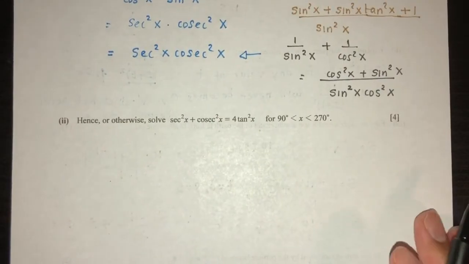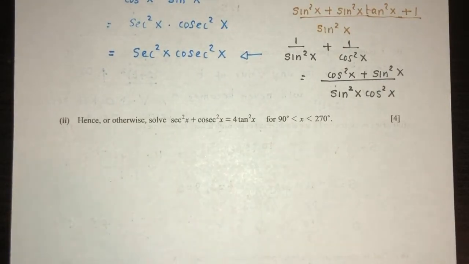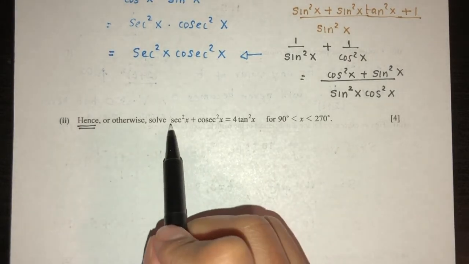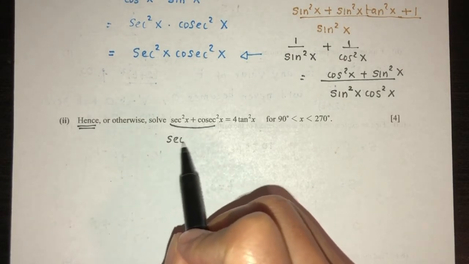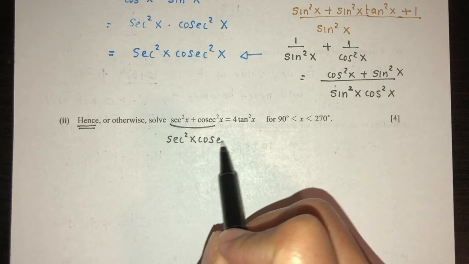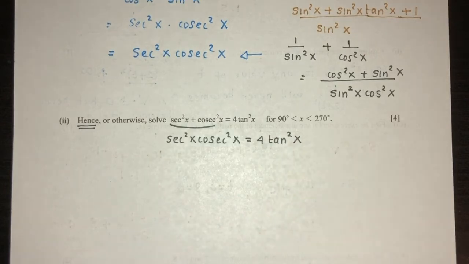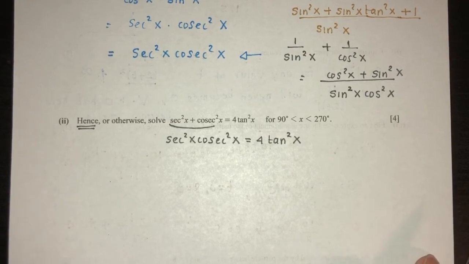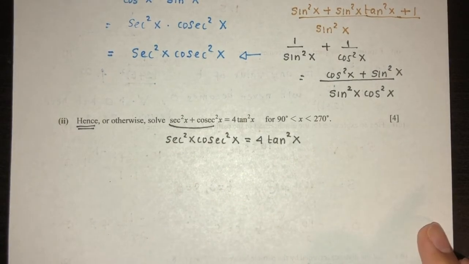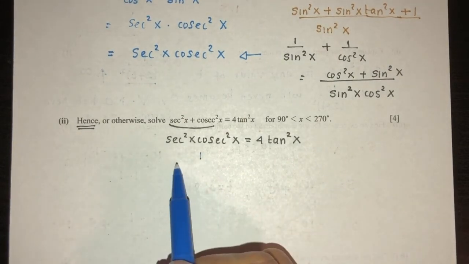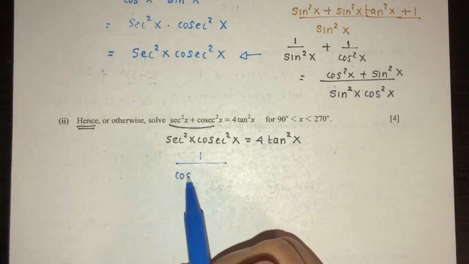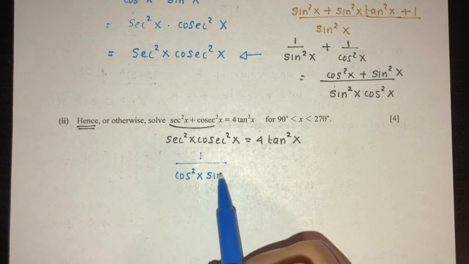Now for part 2, we have "hence or otherwise solve this equation." Hence means to use your answer from part 1 to solve this equation. So we know sec square x cosec square x is equal to 4 tan square x. Let's see how we can solve this equation. Because we have to use those simple values, what if I break it down? You will have 1 over cos square x and sin square x, right?